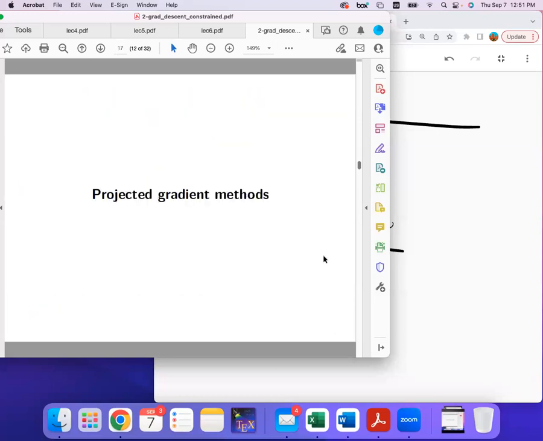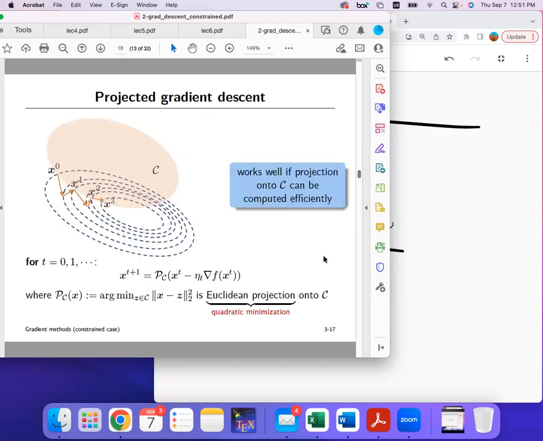Now the second approach that we want to talk about is called the projected gradient method. It is something even more straightforward compared to Frank-Wolfe. And the idea is very, very simple.